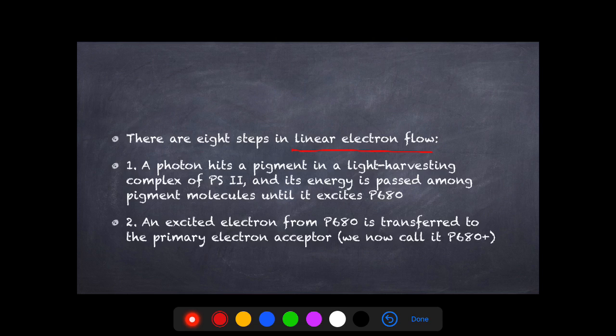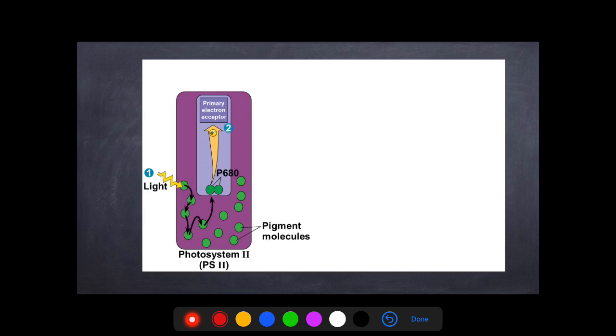So you're going to have a photon that's going to hit a pigment in the light harvesting complex of photosystem 2. Then the energy that is gained from that is going to be passed through the pigment molecules until it excites photosystem 2, also known as P680. The electron that is now excited from P680 is going to be transferred to the primary electron acceptor that we will now call P680 plus. Okay?